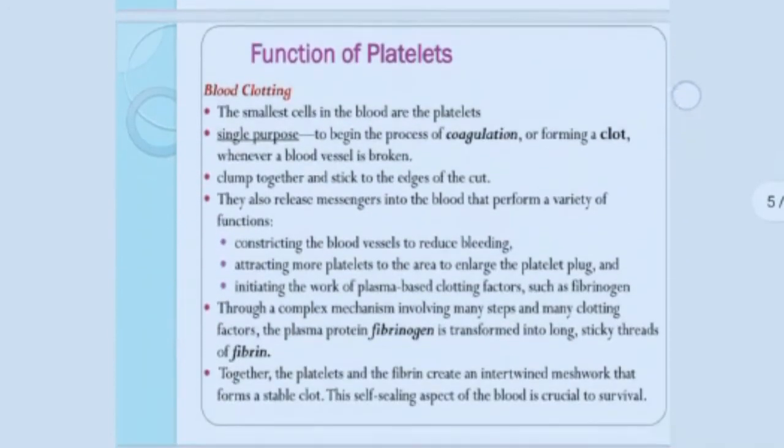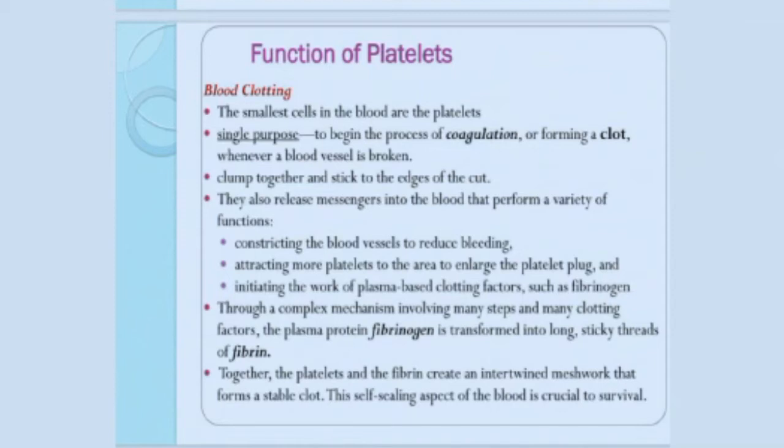Let us discuss the functions of platelets in detail. These platelets are the smallest cells in the blood. They serve a single purpose: to begin the process of coagulation, or forming a clot, whenever a blood vessel is broken. These platelets clump together, which means they come together and then stick to the edges of the cut. So they prevent excess loss of blood from the injury or wound.